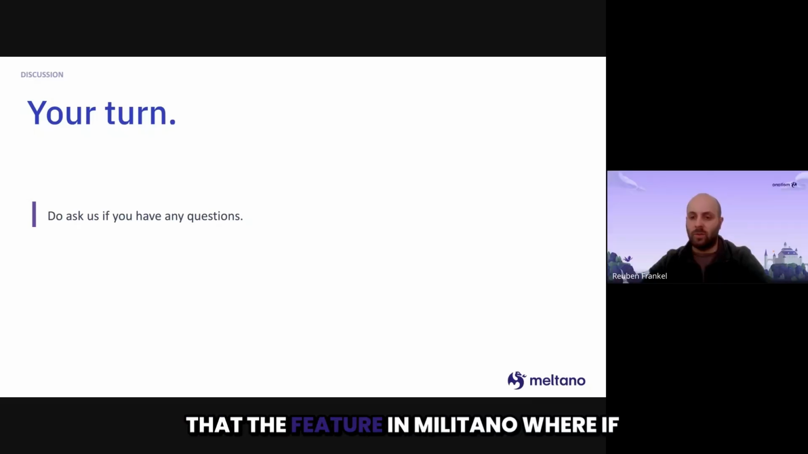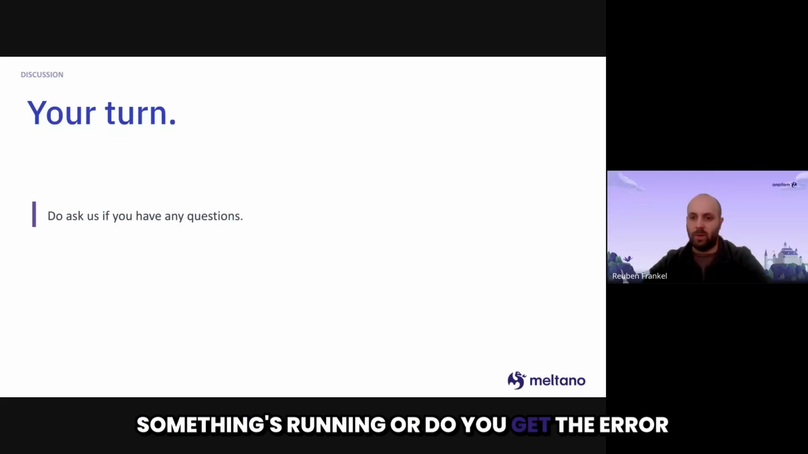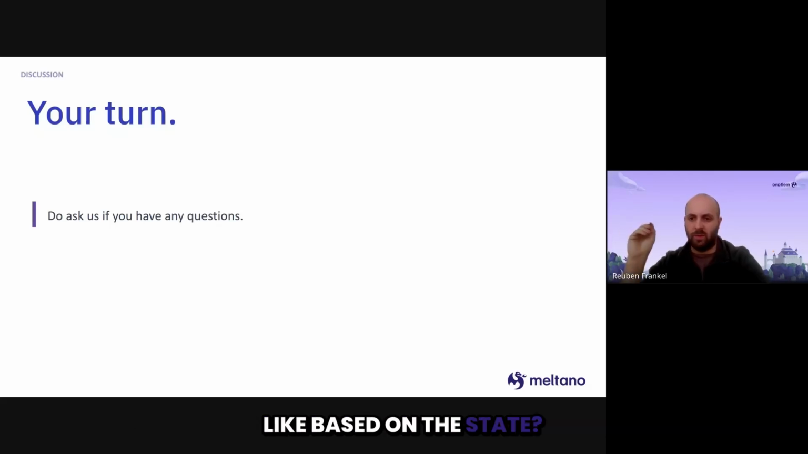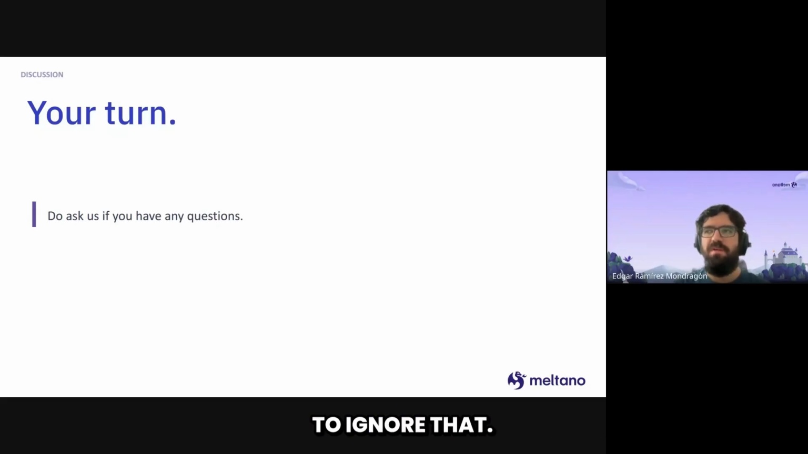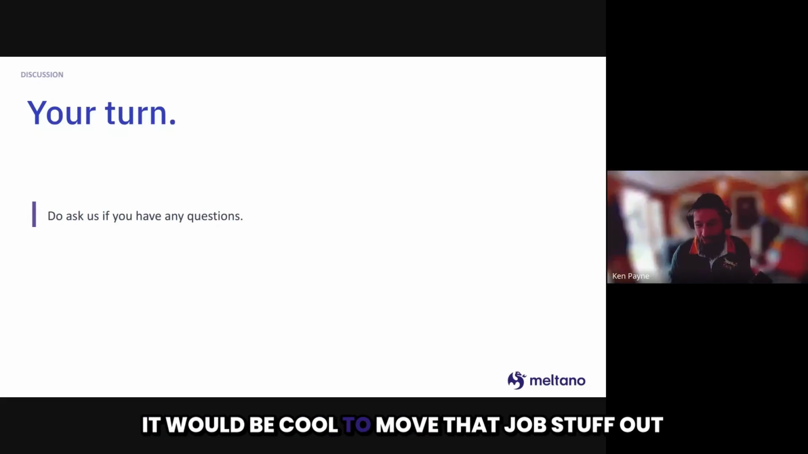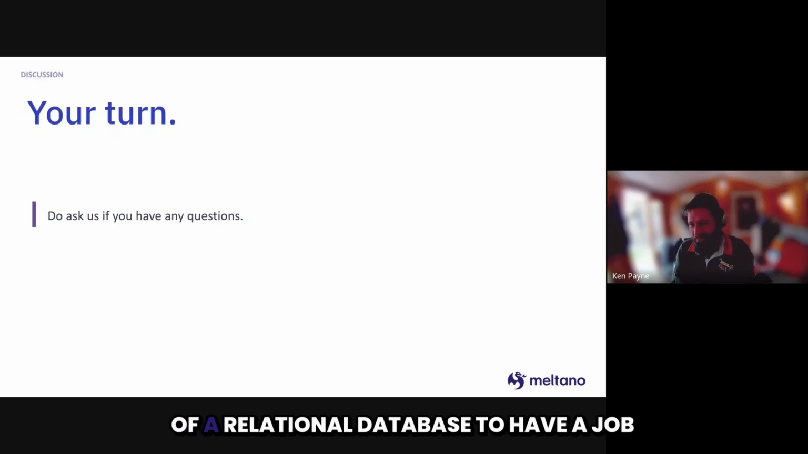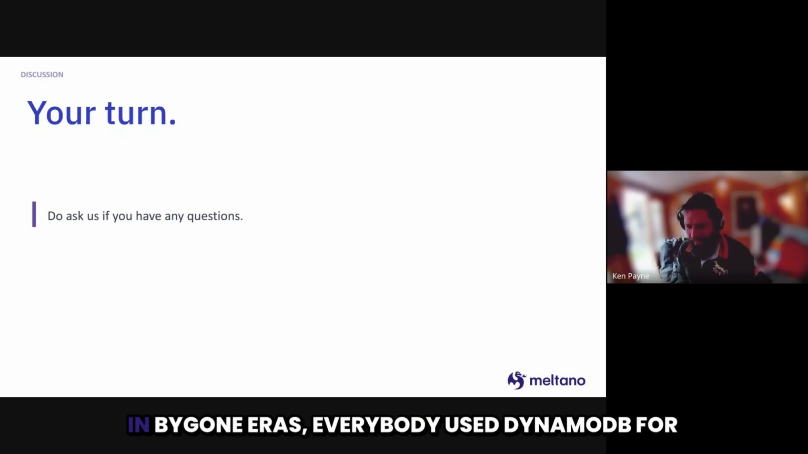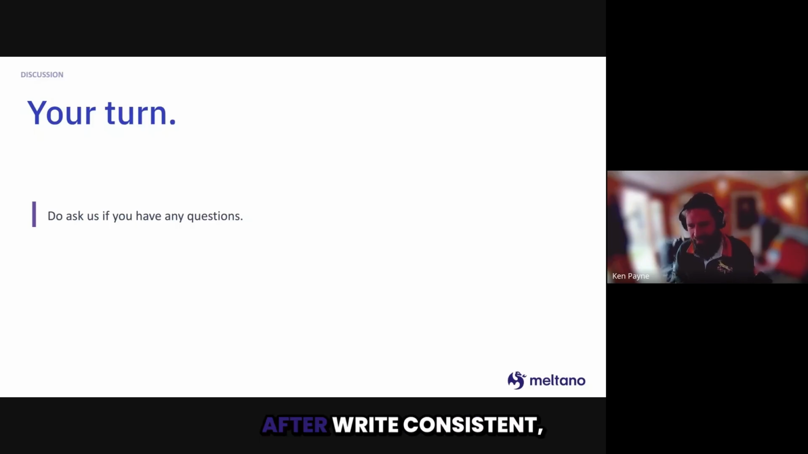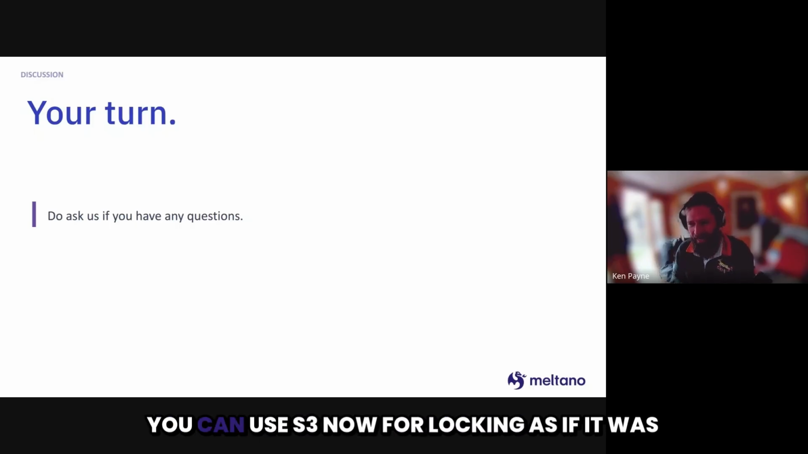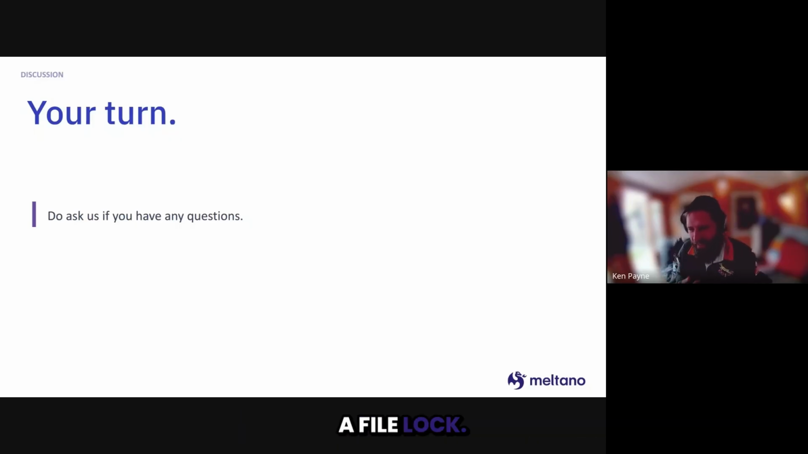Is that the feature in Meltano where if something's running already, you get an error based on the state of the job? Exactly. You have to use the force flag if you want to ignore that. Yeah, absolutely. It would be cool to move that job stuff out of a relational database to have job locking be something configurable. In bygone eras, everybody used DynamoDB for this. Now that S3 is strongly consistent, so read-after-write consistent, you can use S3 for locking as if it was a file lock.